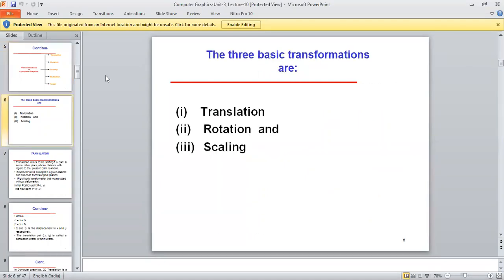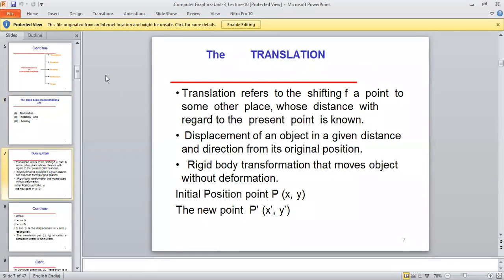So, the three basic transformations are the translation, second is the rotation, and third one is the scaling. What is the translation? If you are going to move any image or picture from one place to another, if you are going to shift from one point to another point with a particular distance, then it is called the translation. So in this case we will consider any image.